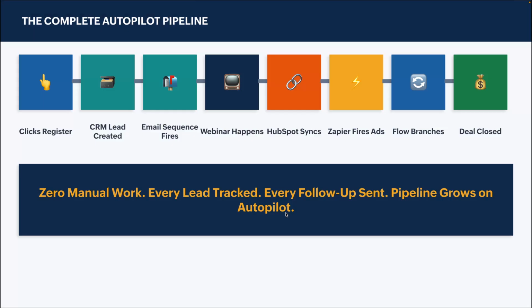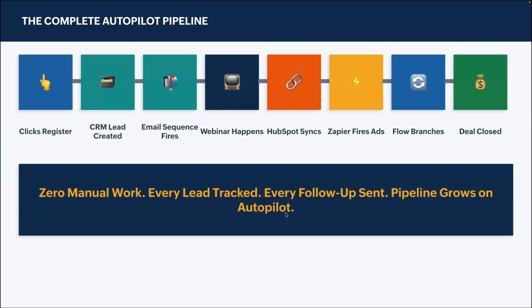All right. So far we've looked at each integration separately. Now let's zoom out and look at the full machine working together. This slide is the payoff. It maps the whole journey. When someone registers for the webinar, the CRM lead is created and an email sequence is started. And then once the webinar has happened, the details should get synced in your HubSpot, or however you want to use the attendance details.